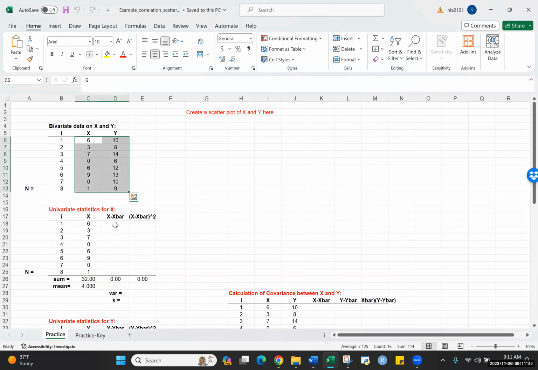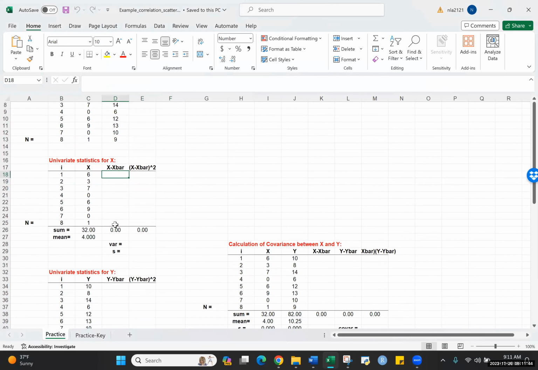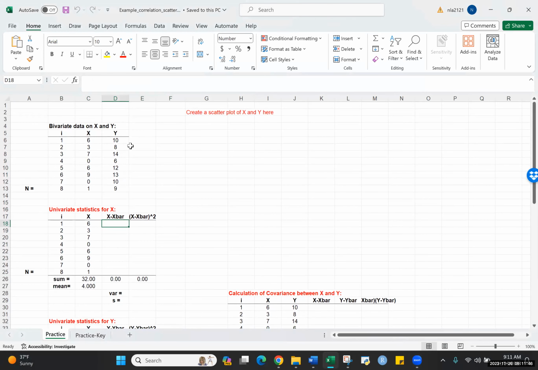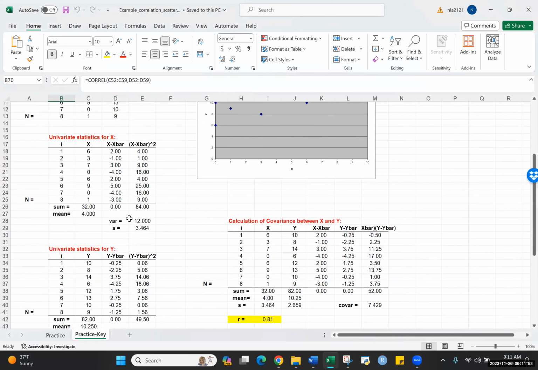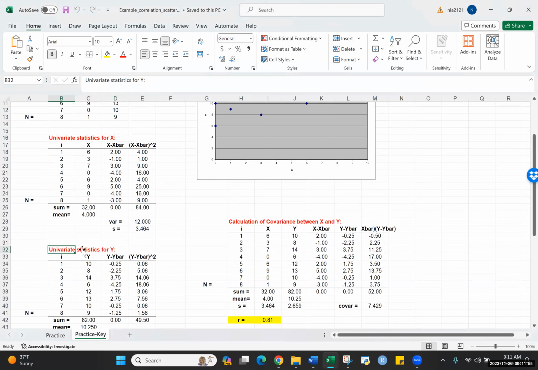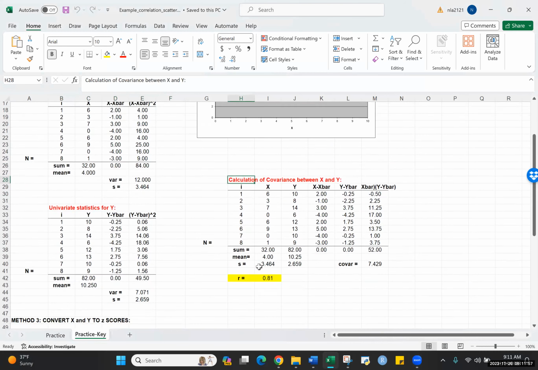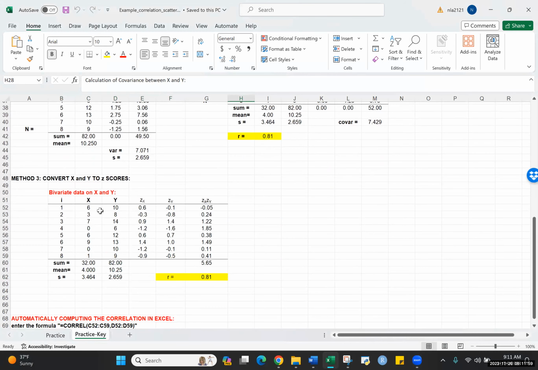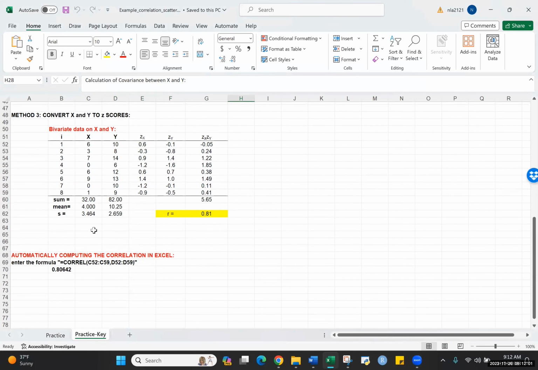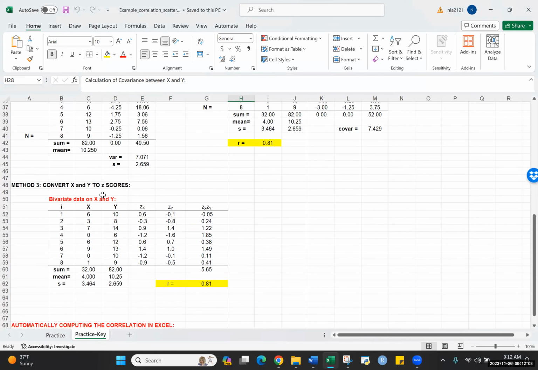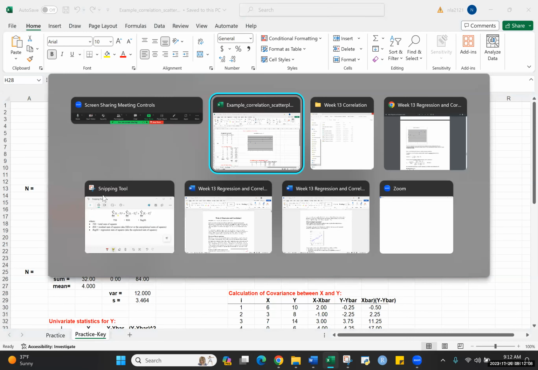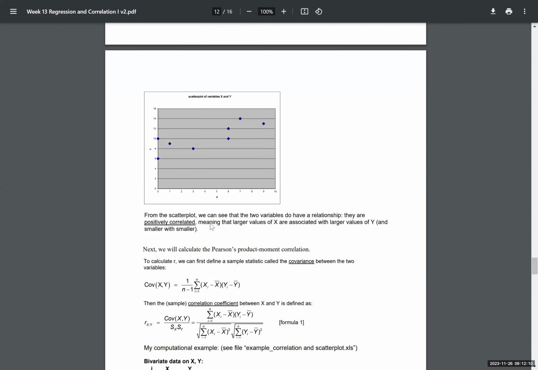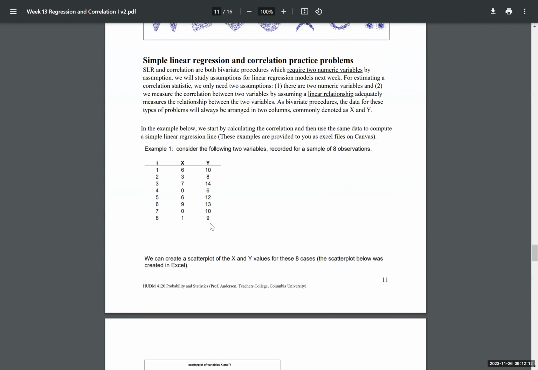So what I would suggest you try to do is do this on your own. I'm going to run through it as I have it in the notes, but I've filled out everything you need to do. You can see there's 3 steps: univariate statistics for X, univariate statistics for Y, covariance between X and Y. There's also this other method on z-scores, which I have not talked about, but next week I will come back to.